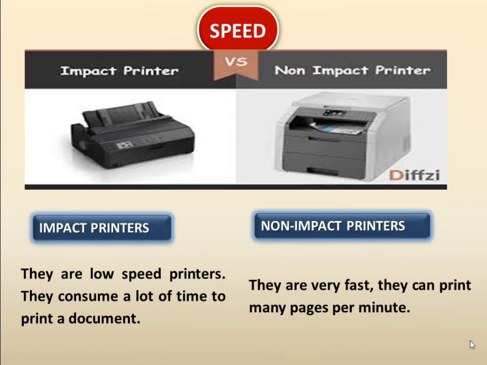Next is speed. On the basis of speed, impact printers are low speed printers. Speed of impact printer is very low. They consume a lot of time to print a document. Whereas non-impact printers are very fast. They can print many pages per time.